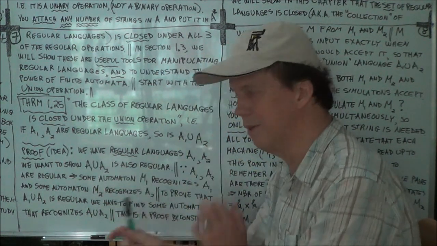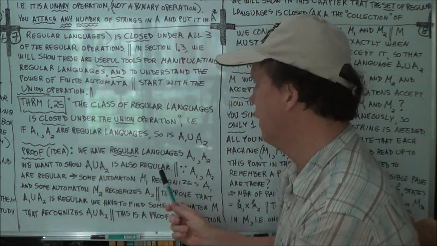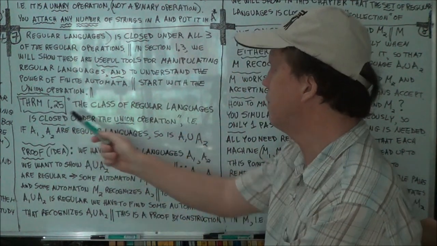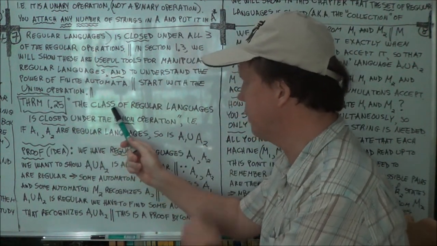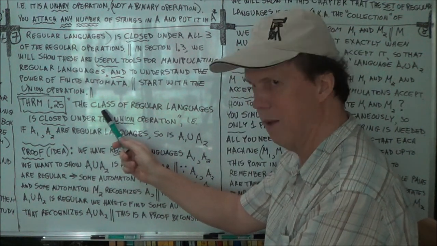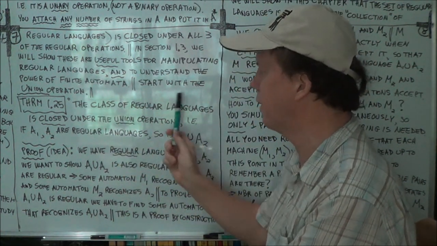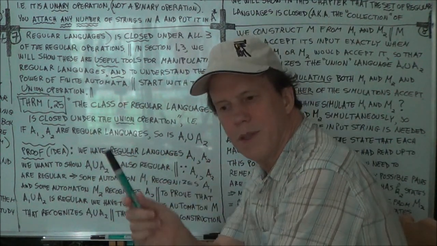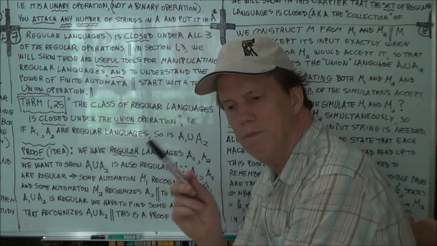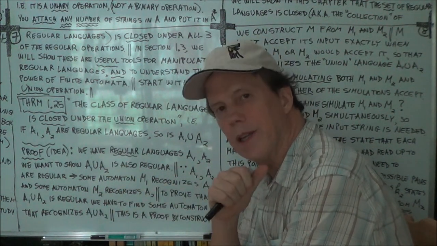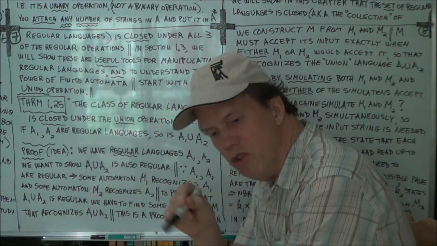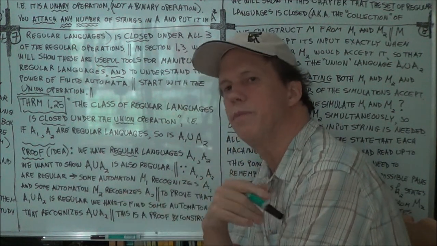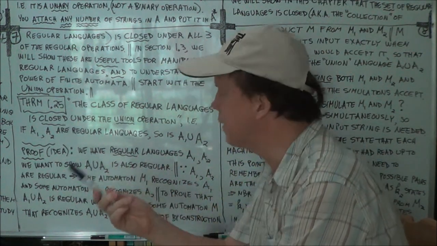So, a little bit of history. Okay. All right. So here's the theorem ID, and here's the statement of the theorem. The class, the family, the set, if you like, of regular languages, is closed under the union operation. And what that's saying is take any 2 regular languages and union them. So say A1 union A2, the result will also be a regular language. That's all it's saying.